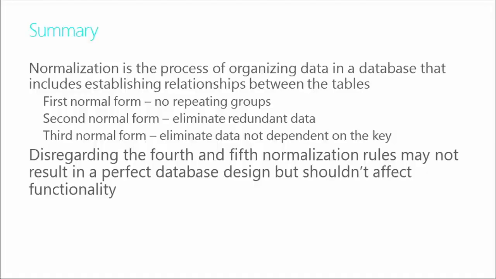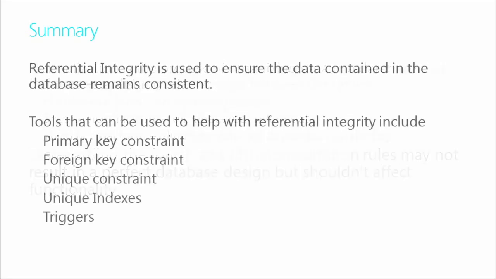Let me go big screen here. There we go. First one, second one, and third one, we're worried about those the most. That's going to help you eliminate repeating groups, eliminate redundant data, and eliminate any content in a table that's not relevant, that has to be directly associated with that key. So we're going to do that first. We're not going to worry about the fourth and fifth normal form.